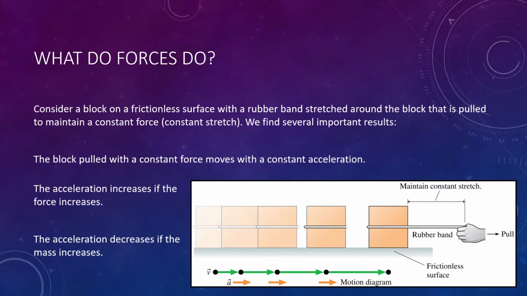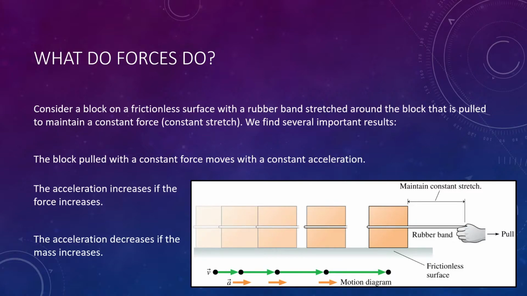Then imagine you take a rubber band, put it around the block, and then you pull it. Specifically, you pull it to maintain a constant force. In other words, you aren't letting the rubber band compress or stretch at all. So it's staying at a constant force, or a constant stretchiness.